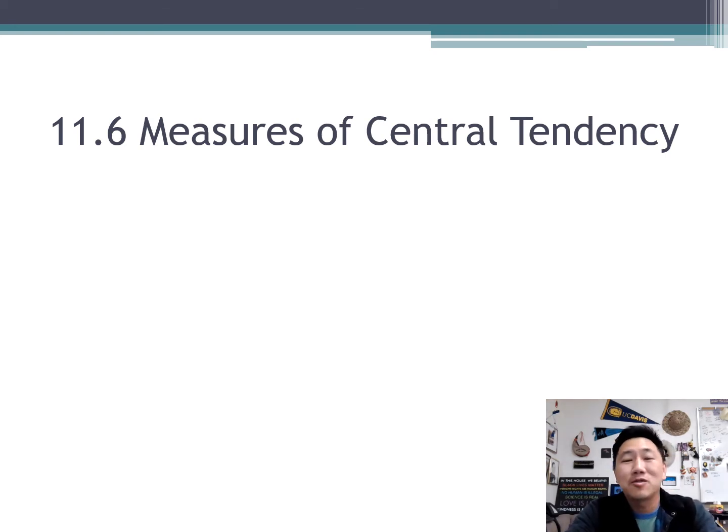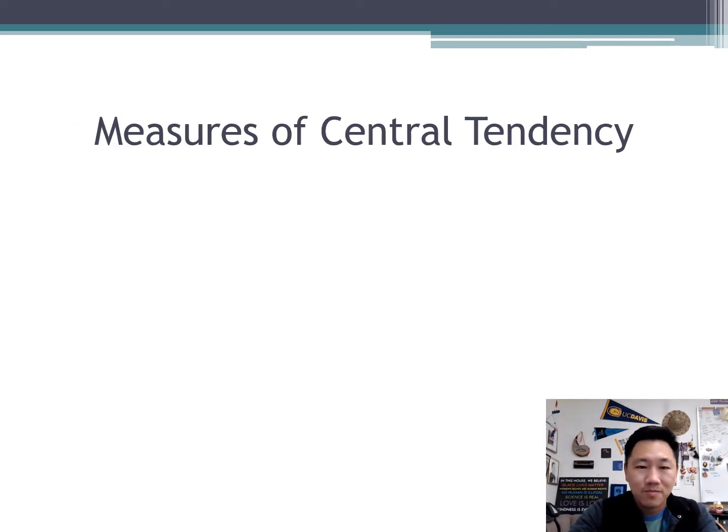11.6 measures of central tendency. All right, you guys know what these are. You just don't know what they are. But as soon as I tell you what they are, you'll be like, oh, I know what these are. Measures of central tendency are the mean, the median, and the mode.